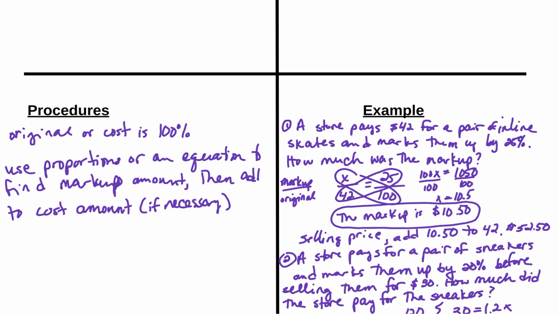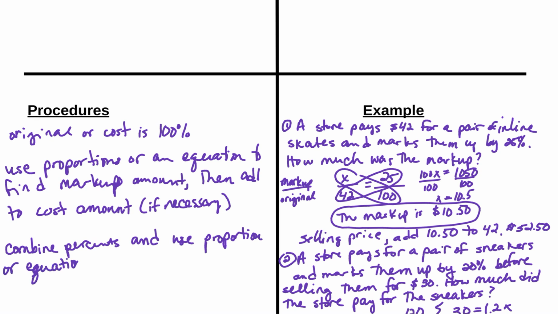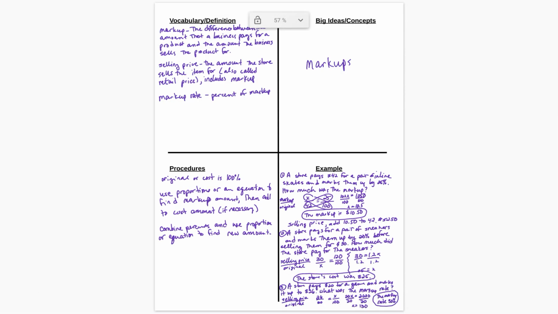And then finally, combine percents and use a proportion or an equation to find the new amount. Now, that can go both ways, because we could talk about having a new amount, and that's a combination of percents, just like the last question we just answered. And there you have it. There's markups. When you're done, your beautiful notes page, for FFS notes that is, should look like this.